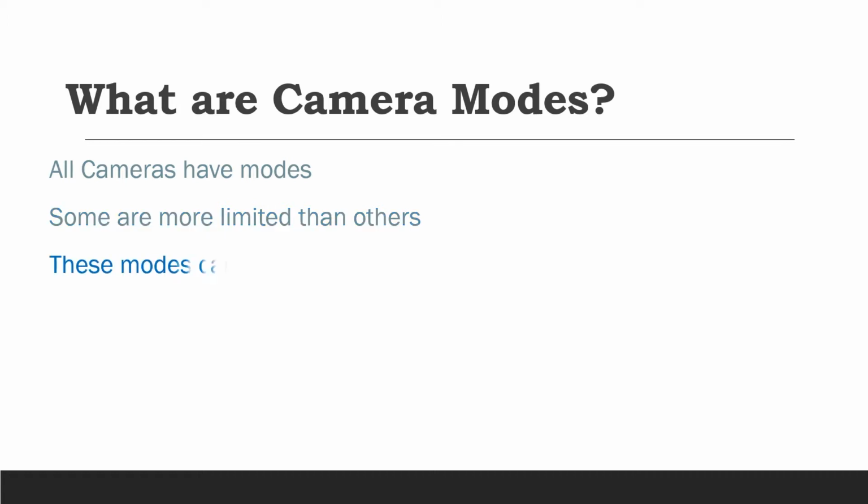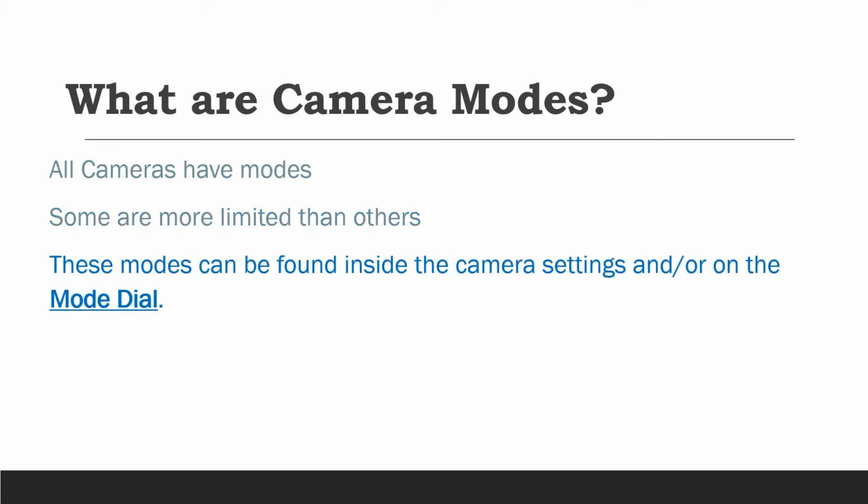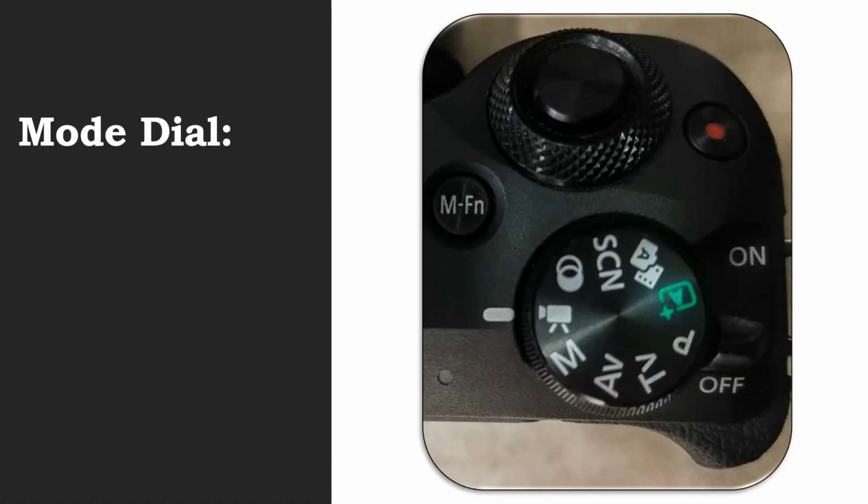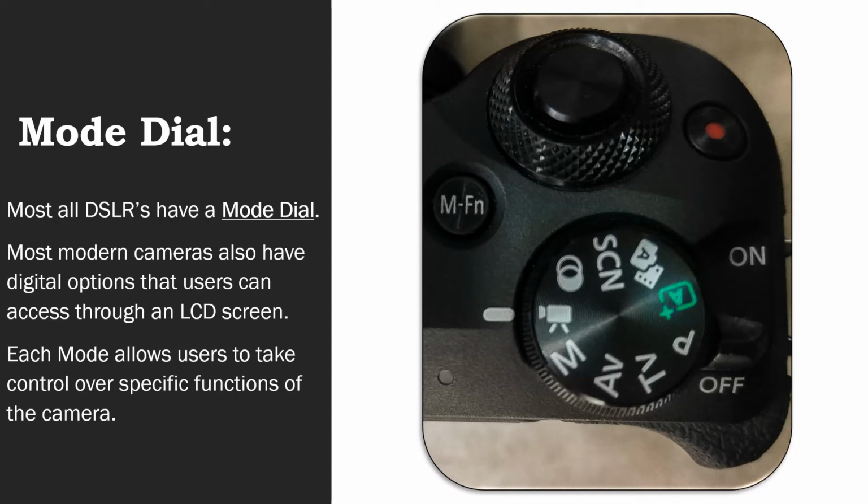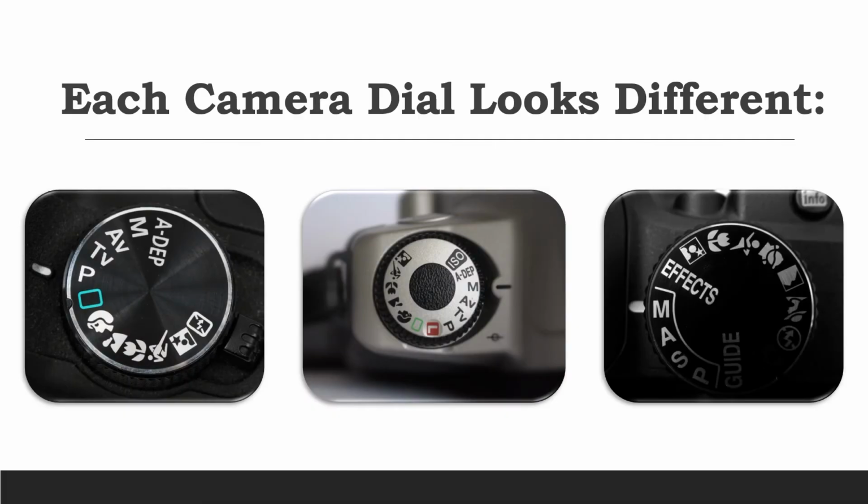And so these modes that I'm talking about, you can always find them in your camera settings or on your camera's mode dial. So what is a mode dial then? Well, most DSLRs have a mode dial. Most modern cameras also have digital options that you can usually access through an LCD screen. Each mode allows users to take control over specific functions of their camera. However, most of these functions are relatively the same. It all depends on your specific type of camera, because some cameras are limited, and that's just one factor that plays into why some cameras are more expensive than others.